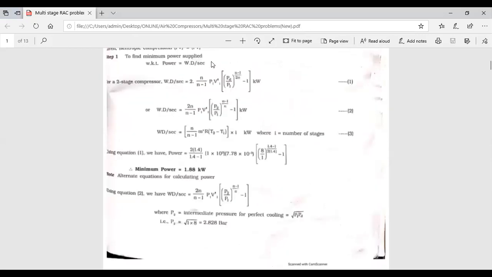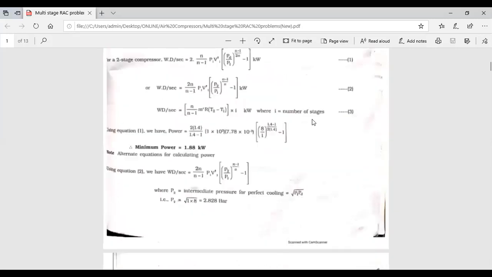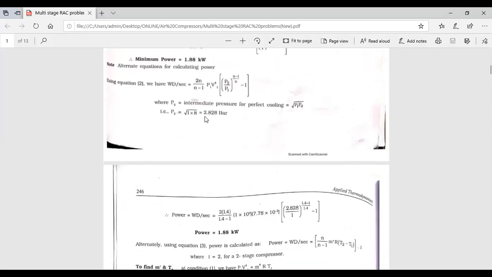By using this formula, P2 is our intermediate pressure. See the diagram: P1 is inlet pressure, P2 is intermediate pressure, and P4 is delivery pressure. So intermediate pressure is always square root of P1 into P4. P1 is 1 bar and P4 is 8 bar, given in the problem. So P2 equals square root of 1 into 8, that is square root of 8, which is 2.828 bar. This is how we calculate the intermediate pressure. Intermediate pressure does not come into the picture in the case of a single stage air compressor.